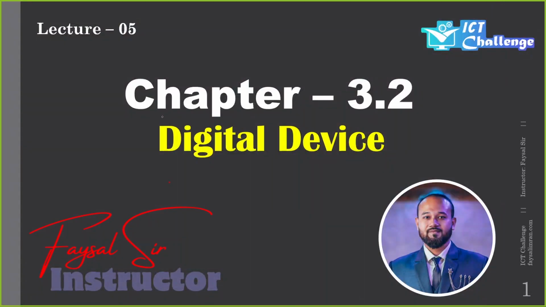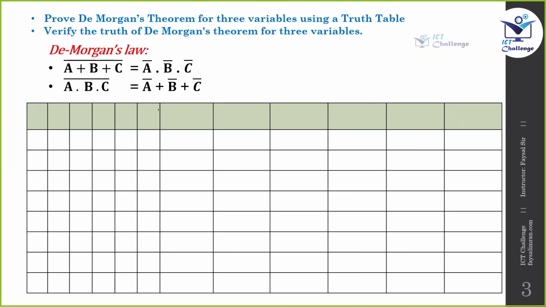Now we have to move to our second question: prove De Morgan's theorem for 3 variables using a truth table. Or you can be asked like this: verify the truth table of De Morgan's theorem for 3 variables. The answer will be the same, but the question is worded in a different way.